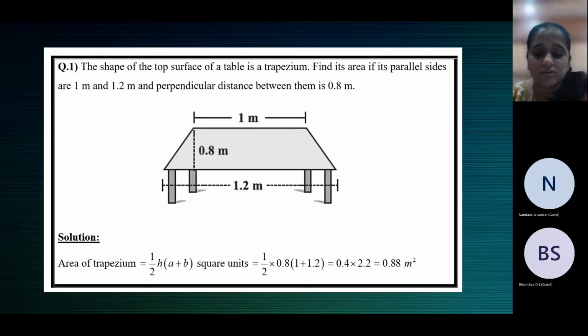Please write the question. Draw a rough diagram and then take down the answer.